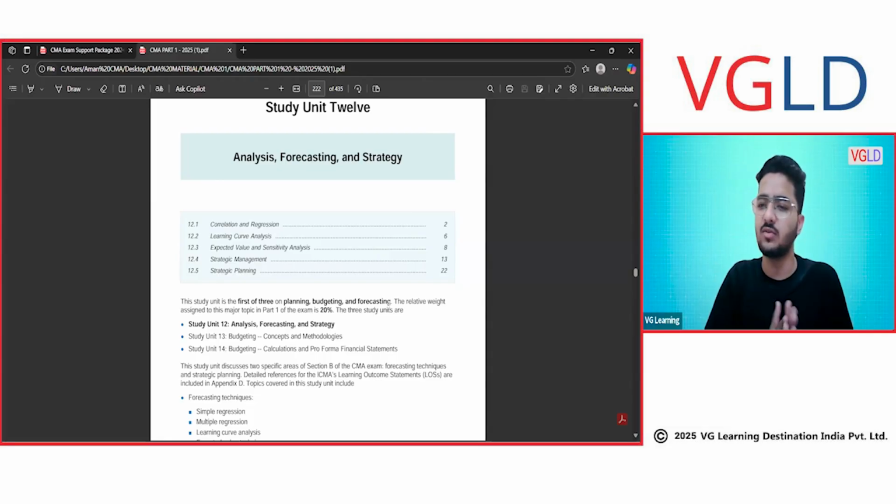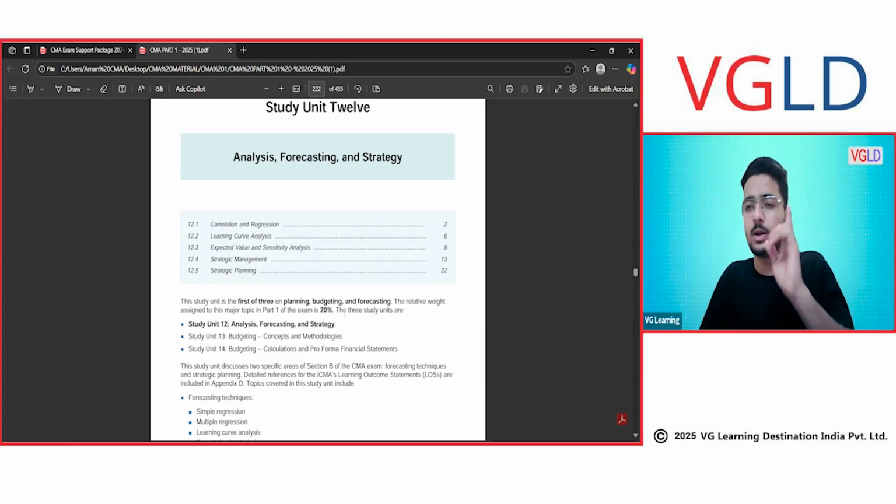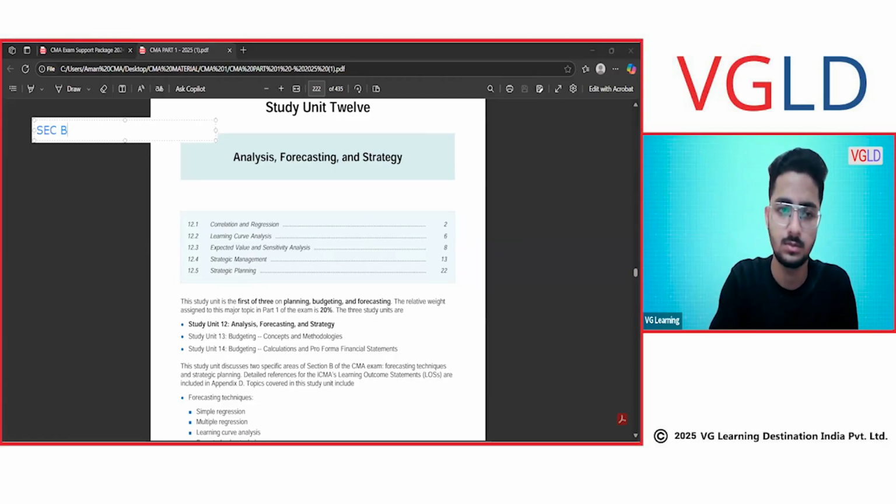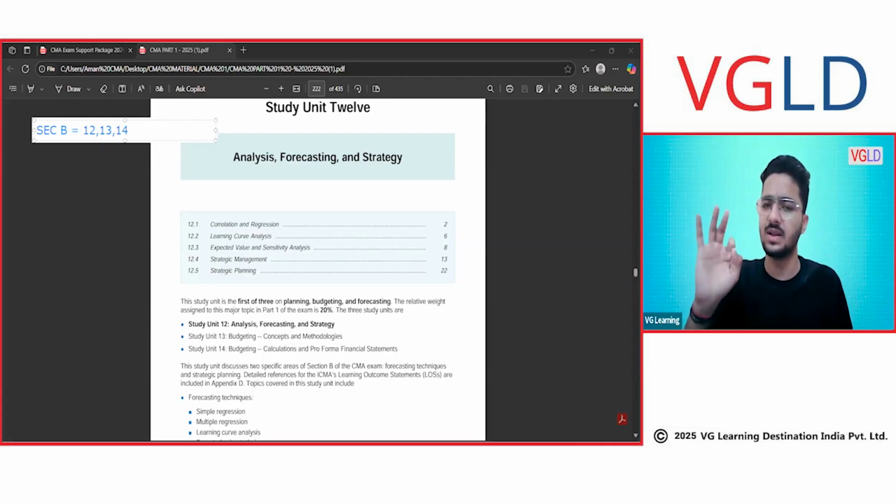So we are starting our first topic, which is forecasting. Units number 12, 13, and 14 make up your section B. Section B carries 20% weightage. If I say that section B is the most important, then that's completely fair, because you will see MCQ questions and also essay questions from this particular section and these units. So units 12, 13, and 14 make up section B in our book. 3 units, 3 simple ways, very easy.